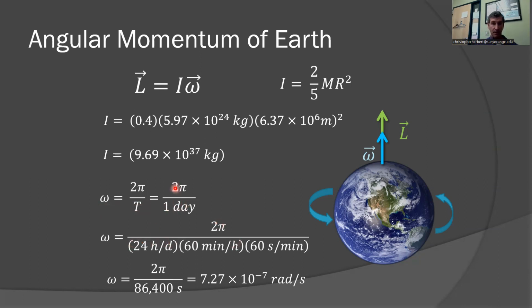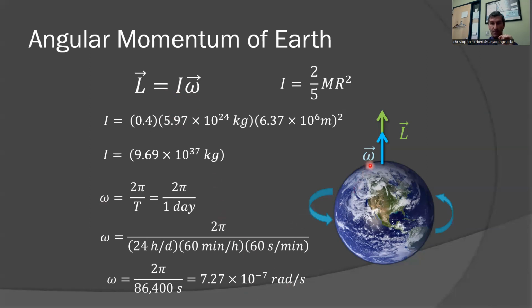That omega is 2 pi radians of rotation every day. There's 24 hours in a day, 60 minutes in an hour, 60 seconds in a minute. So I get 3,600 seconds in an hour times 24 hours, 86,400 seconds in a day. And that gives me an angular velocity of 7.27 times 10 to the minus 5 radians per second. So my angular momentum is the product of my moment of inertia times my angular velocity, okay?